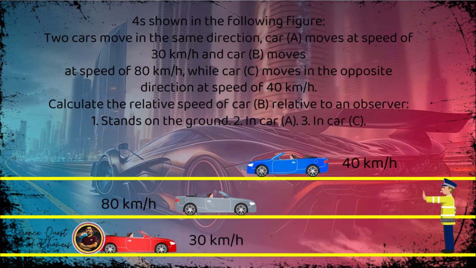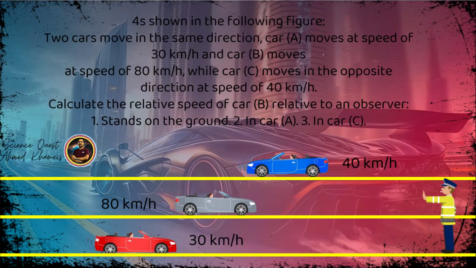As shown in the following figure, the cars move in the same direction. Car A moves at a speed of 30 km per hour, car B moves at 80 km per hour, and car C moves at 40 km per hour. Calculate the relative speed of car B relative to a static observer. So the static observer will see the car moving at its actual speed, which is 80 km per hour.